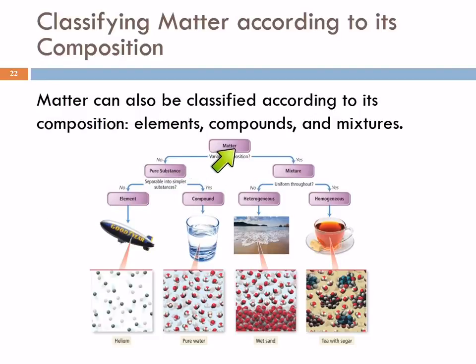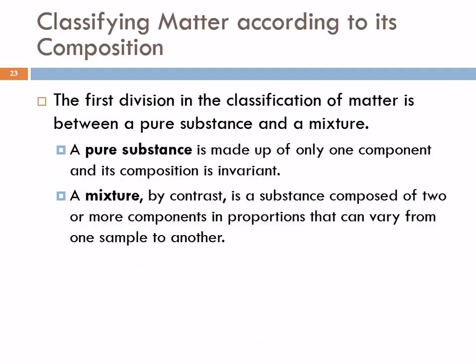So we can divide matter into pure substances or mixtures. And then we have subdivisions under pure substances. We have elements and we have compounds. And under mixtures, we have heterogeneous and homogeneous mixtures. So that's an overview of what we're going to talk about next.